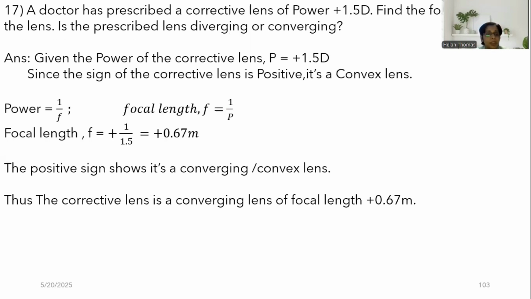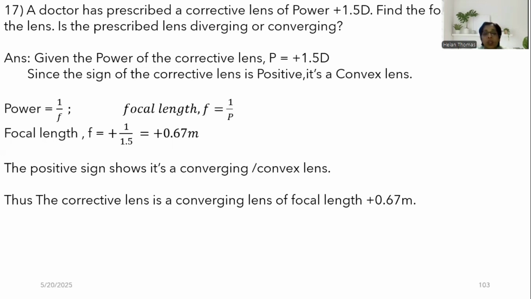Okay. And now 17. A doctor has prescribed a corrective lens of power plus 1.5 D. Find the focal length of the lens. Is the prescribed lens diverging or converging? By looking at the plus sign, you know it is a convex lens. So you know it is a converging lens. So now you have to express it. The power of the corrective lens P is equal to plus 1.5 D.